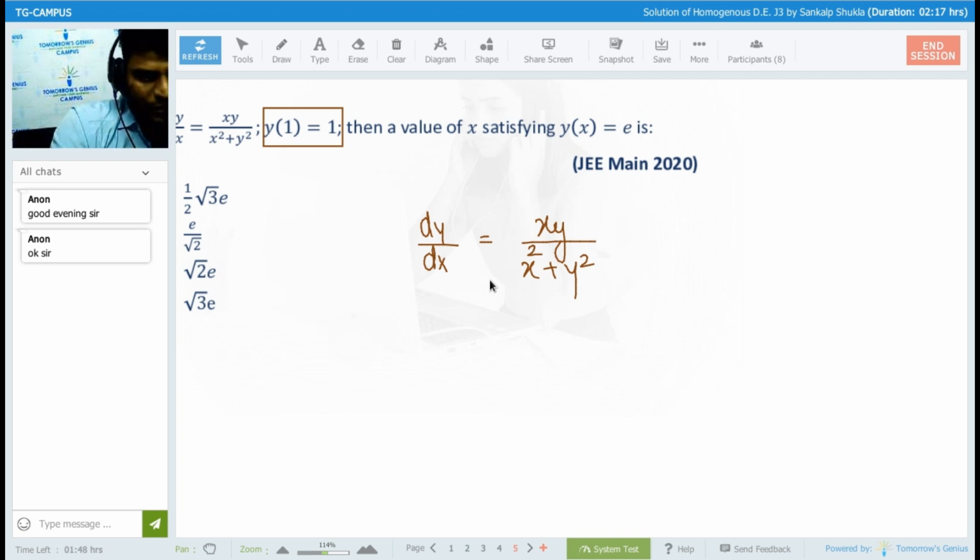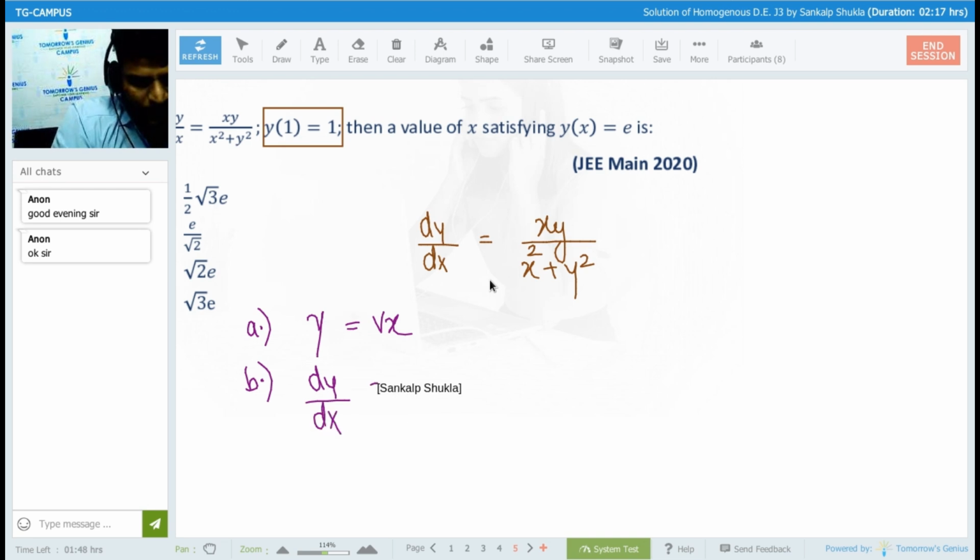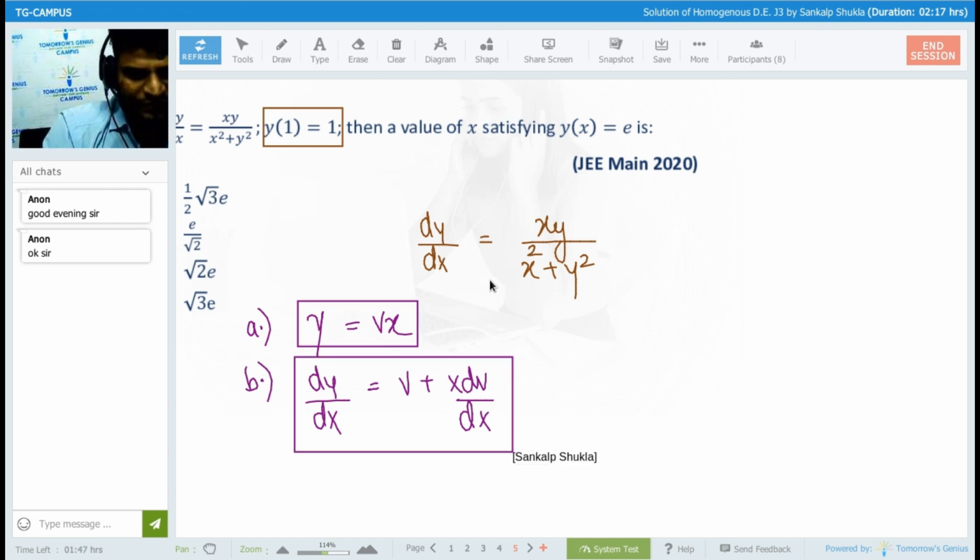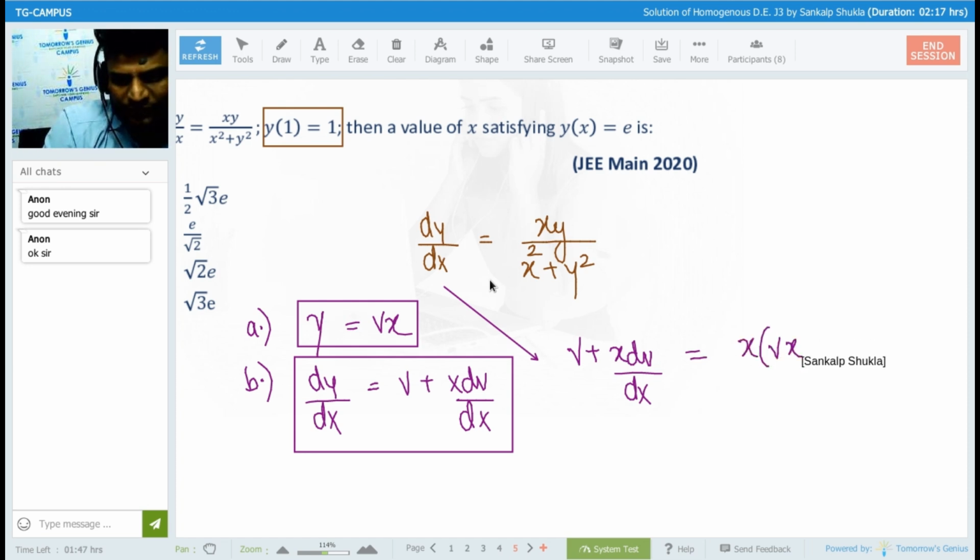Now what was the trick? The trick is you have to substitute y is equals to vx. Okay, and then dy by dx will be v plus x dv by dx. Just do the two substitutions. y is equals to vx and dy by dx is equals to v plus x dv by dx. So this will become v plus x dv by dx is equals to xy, so x into vx, divided by x square plus y square. So this will become x square plus vx square.